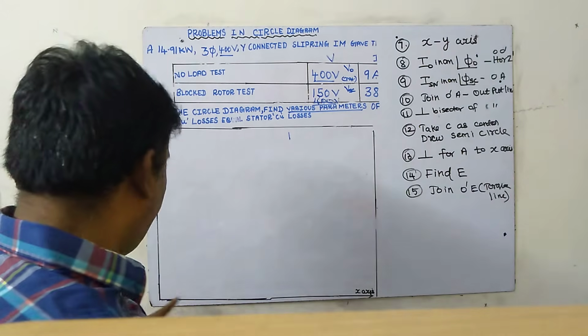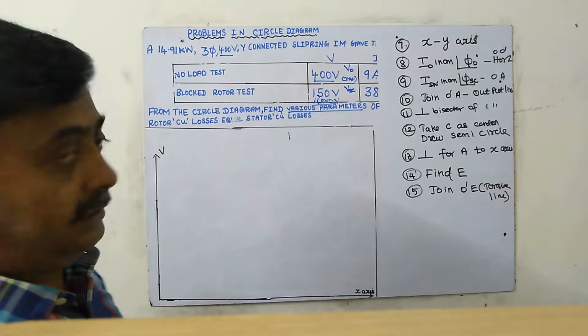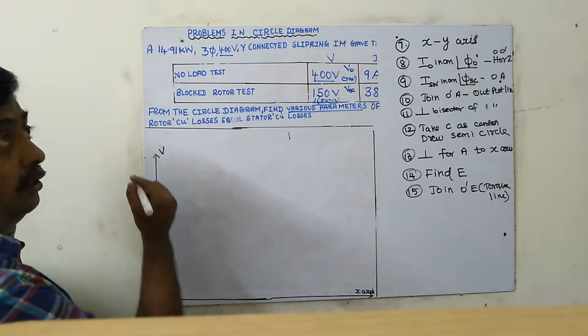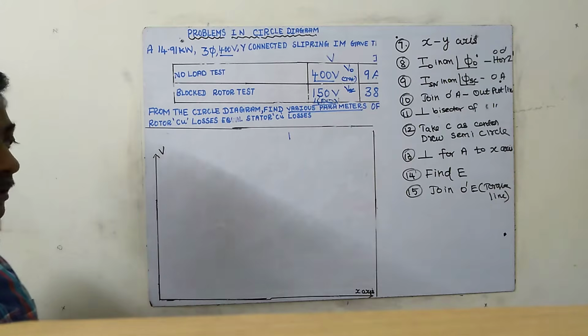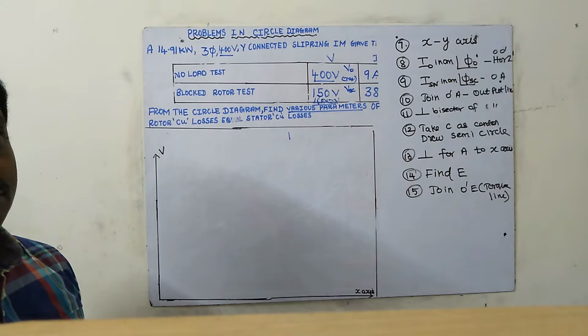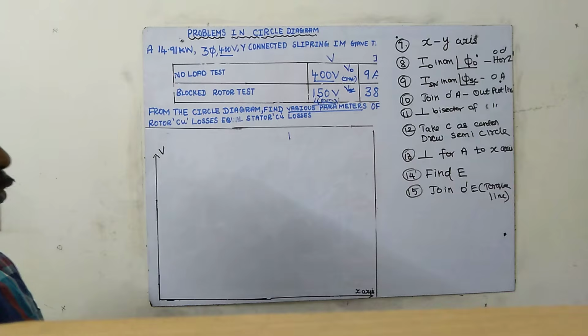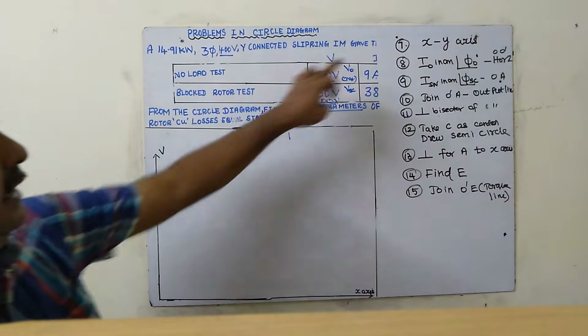Then what do we have to draw? We have to draw the x-axis and y-axis. This y-axis is called the voltage axis and this axis is called the x-axis. So what do we have to do first? The 7th step is over.